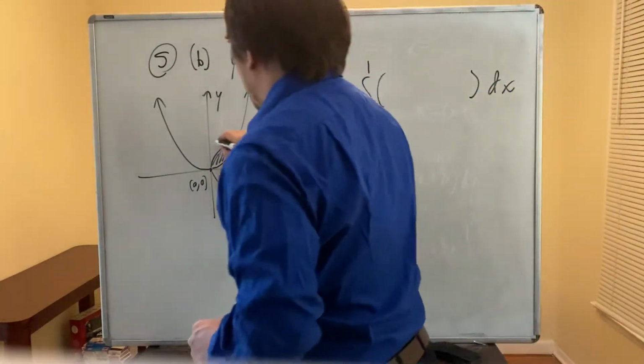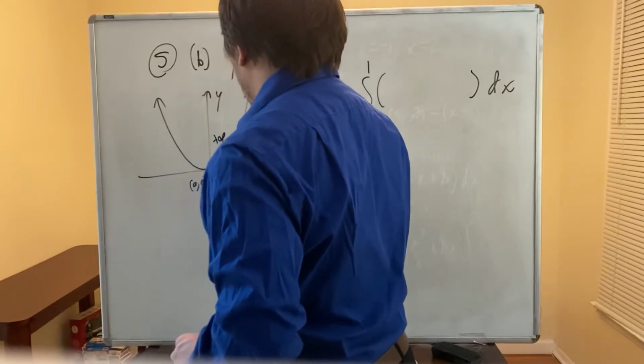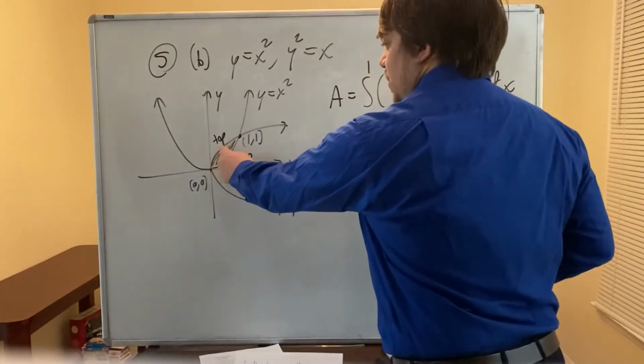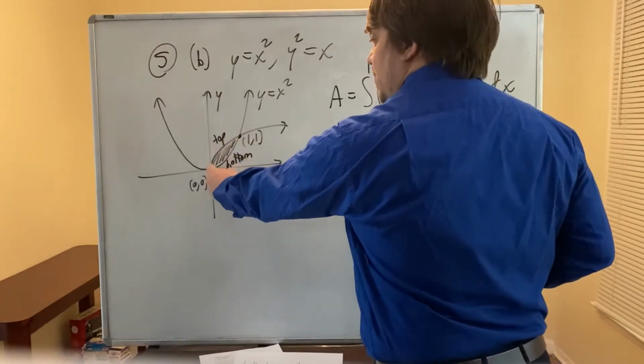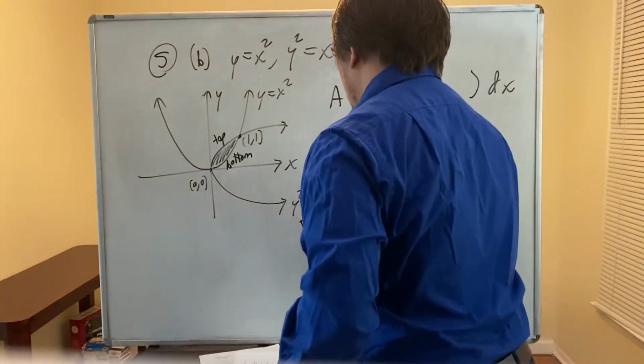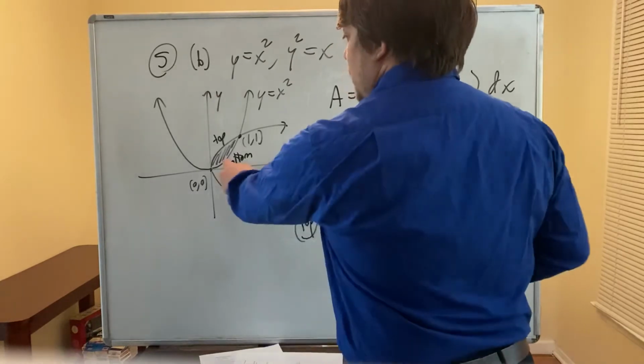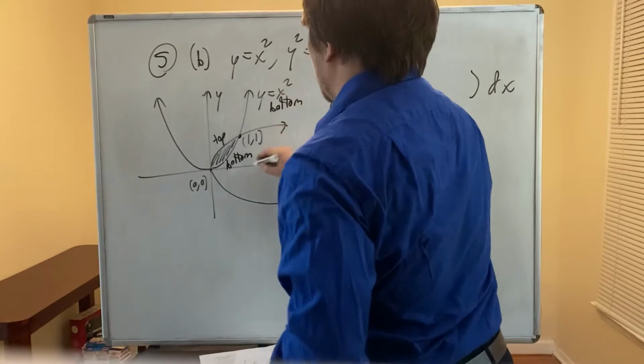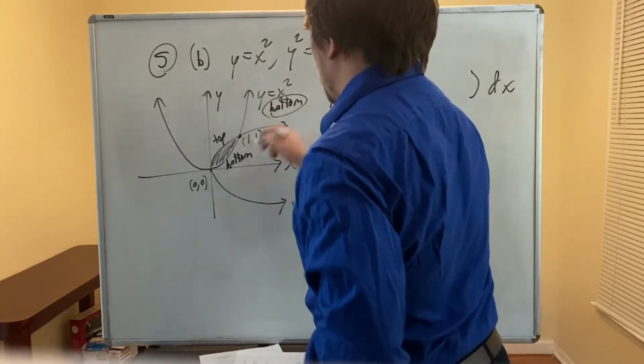So this is the top function. I'm going to label this as the top function and label this as the bottom function, right? So this is the top function because it's at the top of the shaded region. I follow the curve. This is the top function here. Okay? This is the bottom function. I follow that. This is the bottom function. Okay? I'm going to circle where you look.